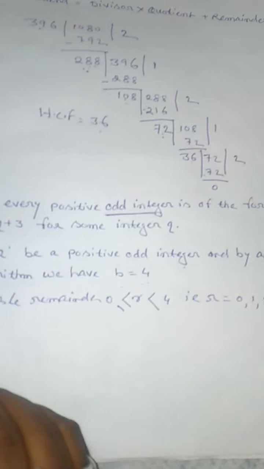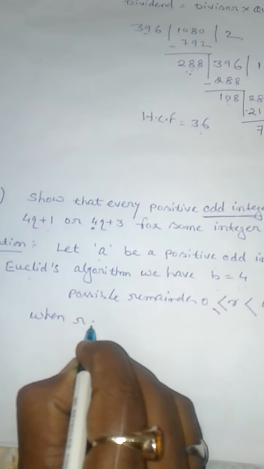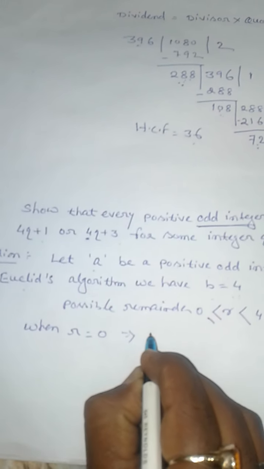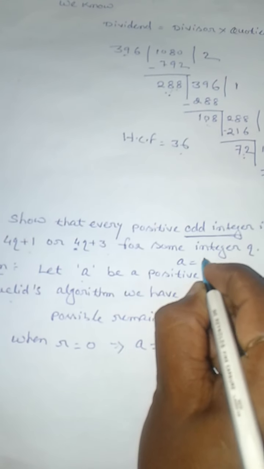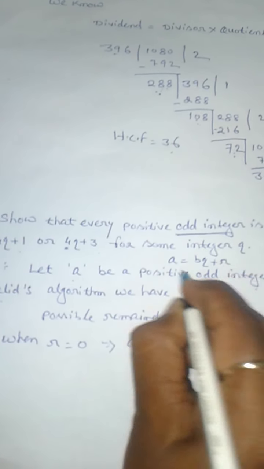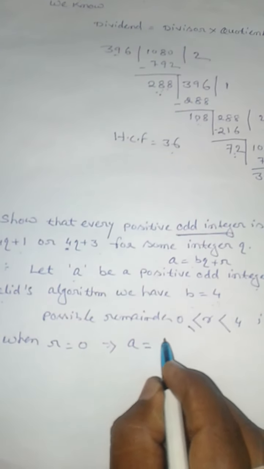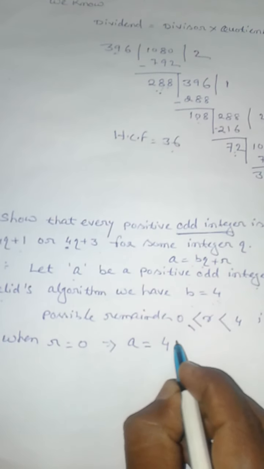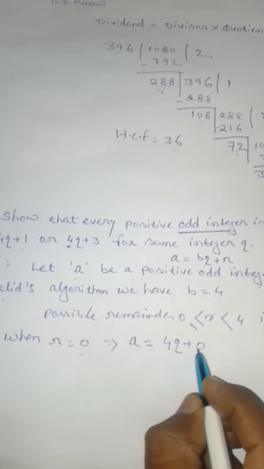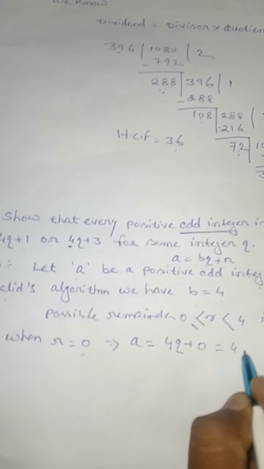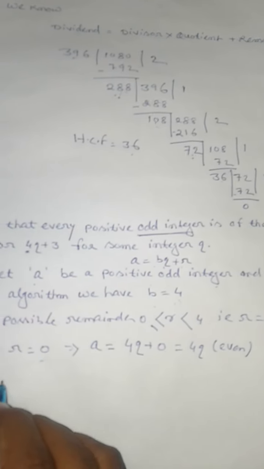So let us put the values. When r equal to 0, that is the remainder is 0, then a equal to, you have to remember this is the formula, a is equal to bq plus r. In this I will put the value. Here b is 4, so in place of b I will write 4. Then I will write q and plus remainder. Here what is the remainder? 0. So 4q plus 0 is 4q. 4q is what? Even number. Next take r equal to 1.